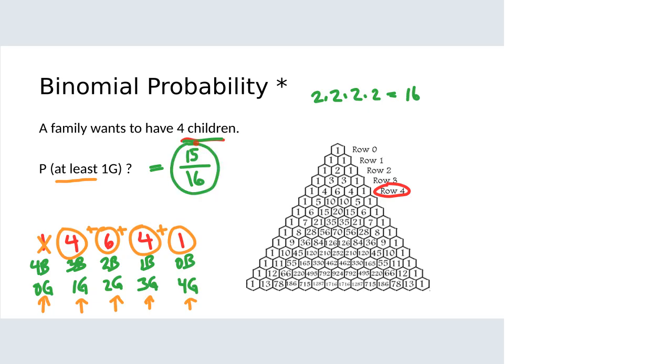The beauty here is we didn't have to make a tree diagram with 4 columns to show the 4 children. We didn't have to list the sample space with 16 different outcomes. We can use Pascal's triangle to help us answer this question. All right, let's try a couple more.